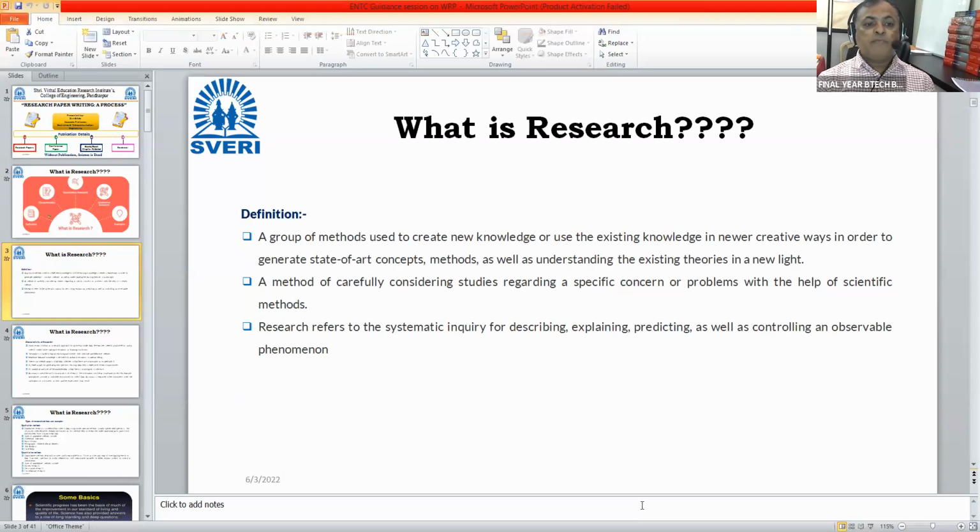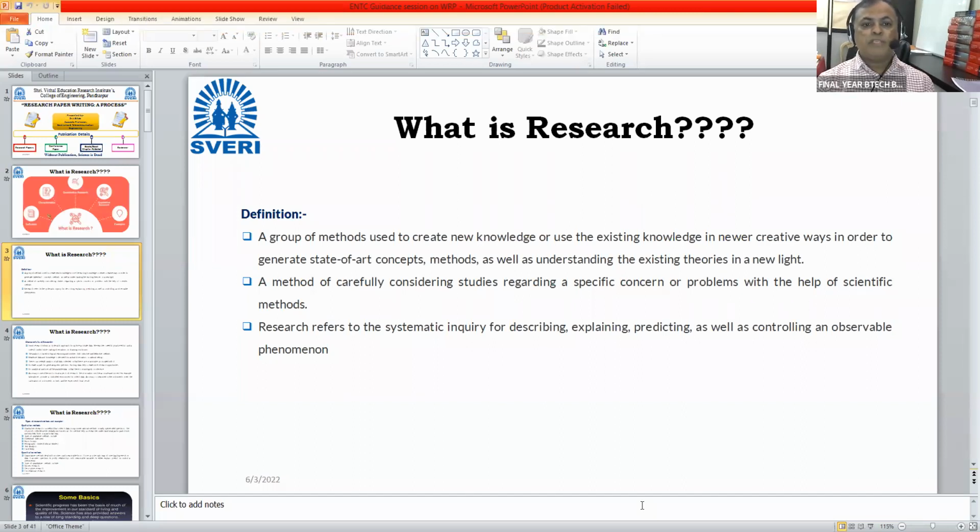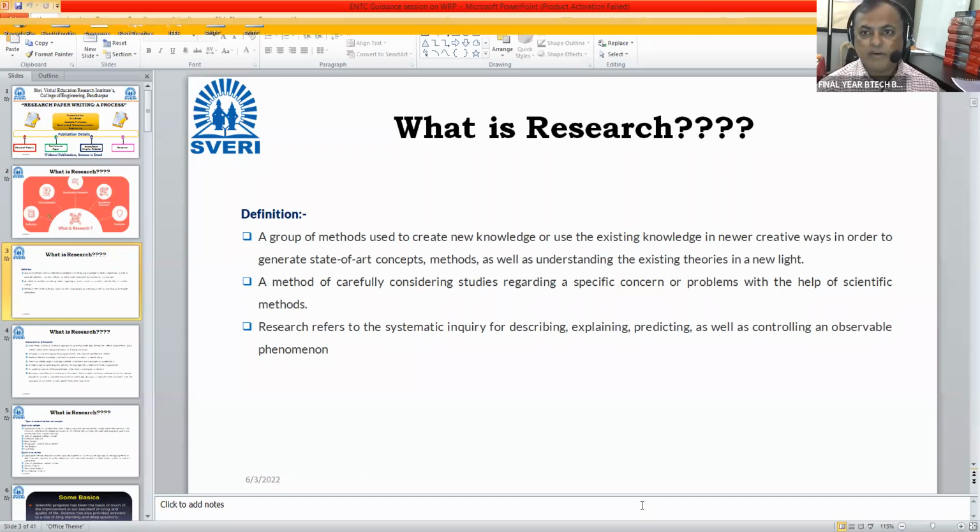A method of carefully considering studies regarding a specific concern or problem with the help of scientific methods. So obviously the method should be a scientific method. It should not be unscientific. You have to put it in a very scientific way.